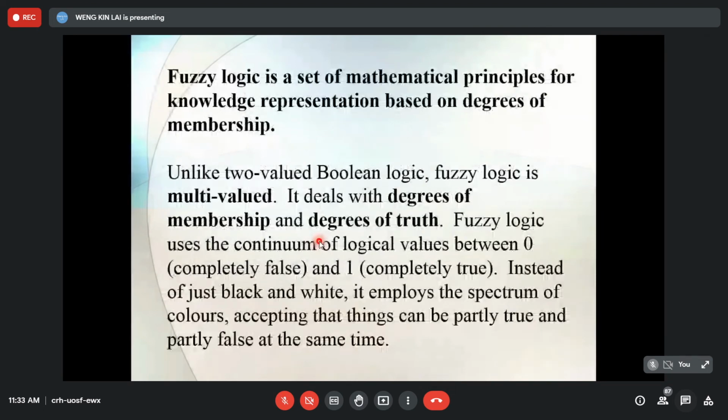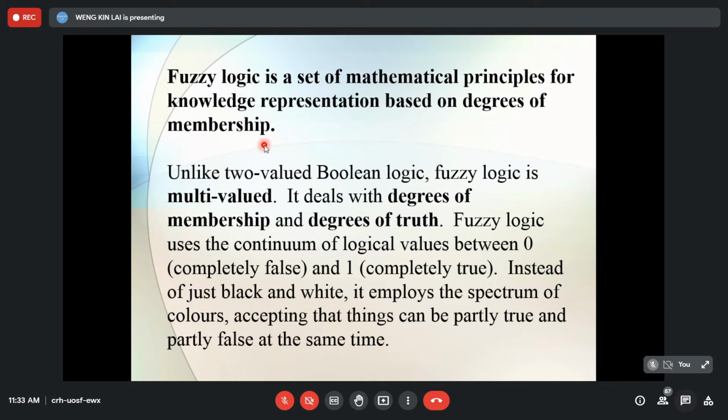Now, fuzzy logic as a result is a set of mathematical principles for knowledge representation. That's what we're trying to do so far. We're trying to represent knowledge of the expert. In such a system, you still need to rely on your expert to tell you what the rules are, what the important knowledge is that you can capture. But this is based on degrees of membership. So this is a new term here, something new.